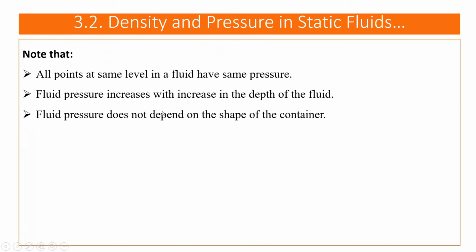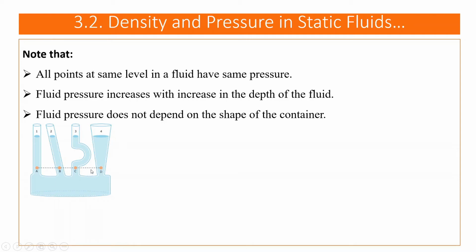Fluid pressure does not depend on the shape of the container. There is an example. Let's take this simple diagram. The fluid contained has the same constant rho, and the points are at the same height as we compare them. When we check the pressure at point A, let's call it PA, the pressure at point B, PB, the pressure at point C considered to be PC, and this one is PD.